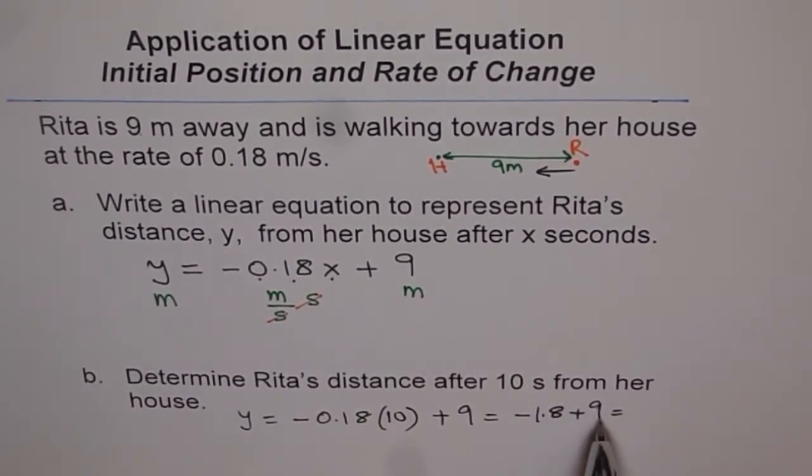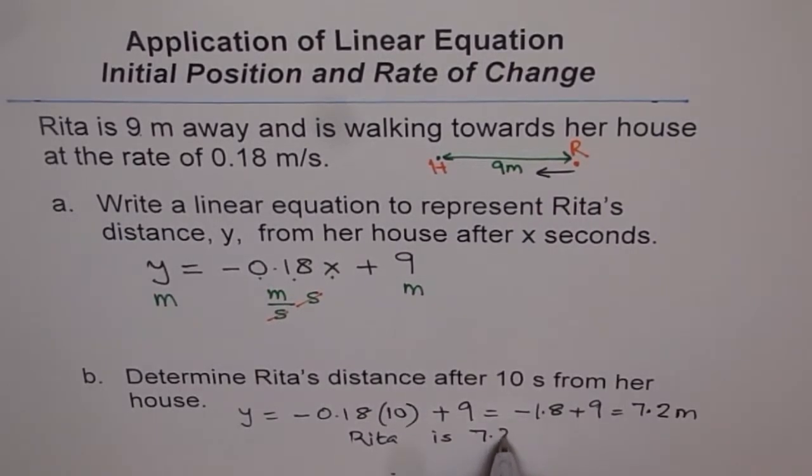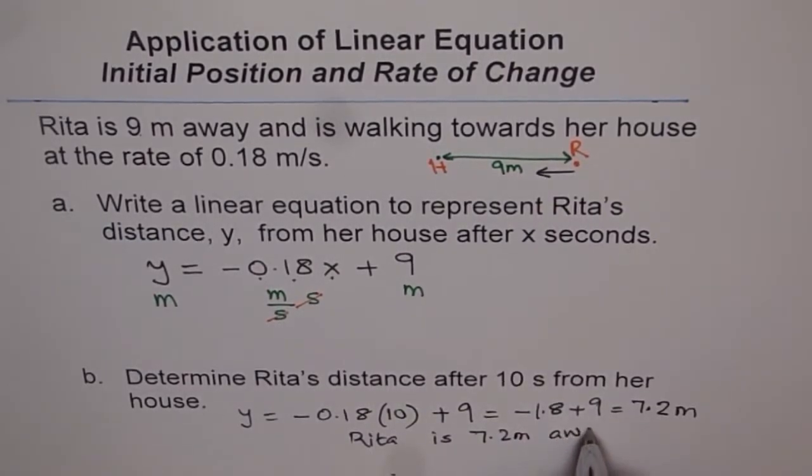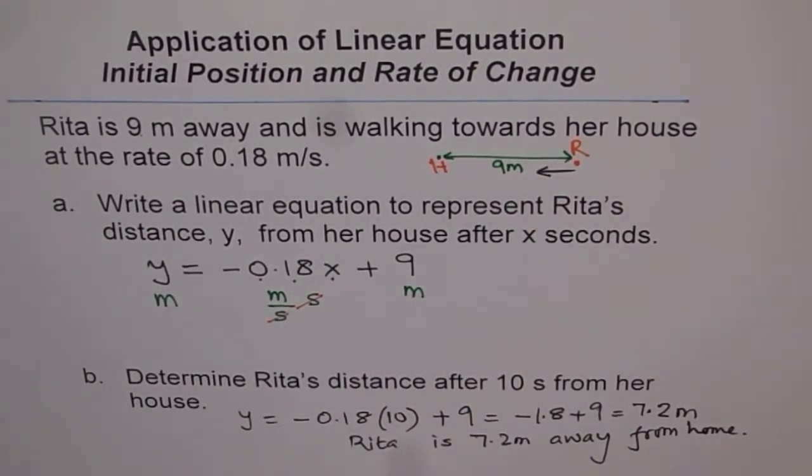That means we have to reduce 9 by almost 2. So it is 7.2 meters. So after 10 seconds, Rita is 7.2 meters away from home. Do you see that? So that is how we need to answer these questions.